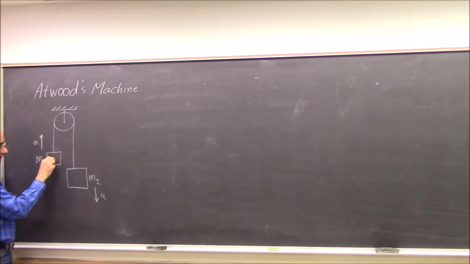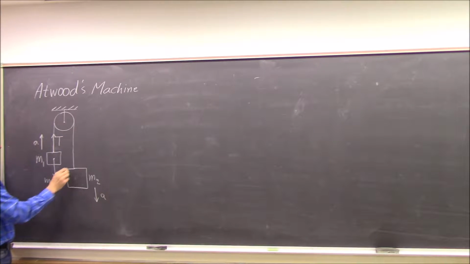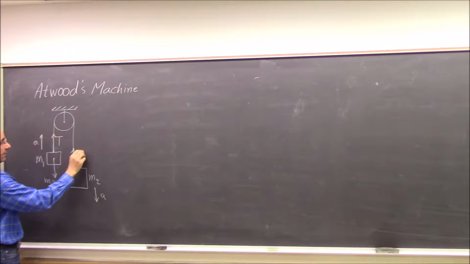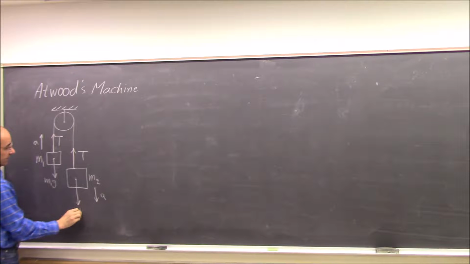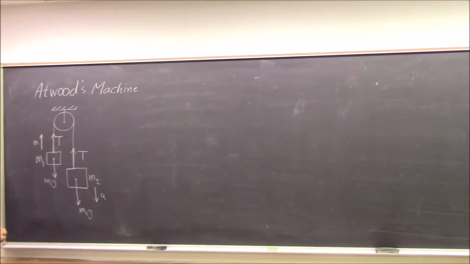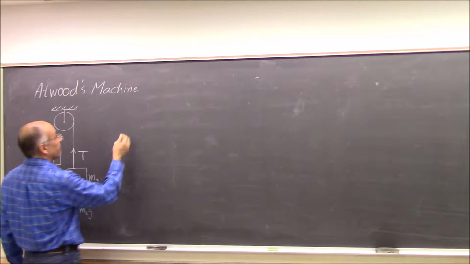Tension and weight. So this one has M1G acting on it and tension above. And the same tension applies here. And the weight of this one is M2G. Right? So we draw a free body diagram for each one of these and apply Newton's law.